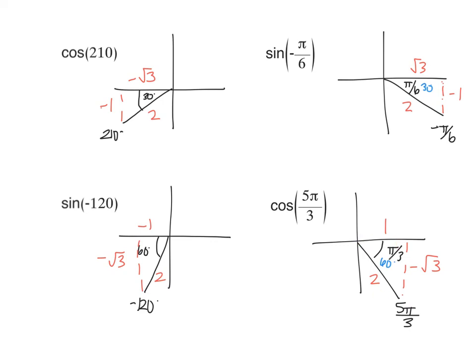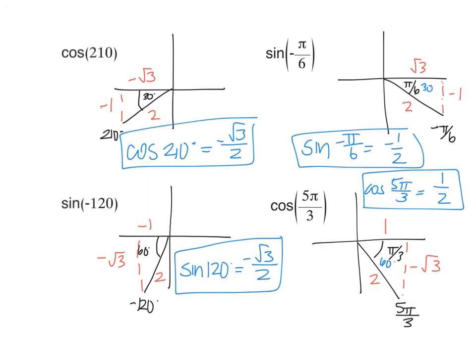So take a moment and see if you can figure out what the sine and cosine of all of these are. Okay, hopefully you found out that the cosine of 210, that's adjacent over hypotenuse, negative root 3 over 2. Sine of -120 is opposite over hypotenuse, so negative root 3 over 2. We have the sine of negative pi over 6, so that's -1 over 2. And then the cosine of 5 pi over 3 is 1 over 2.